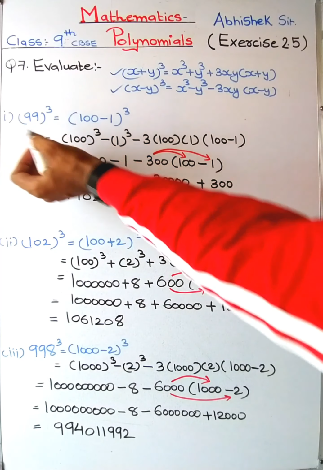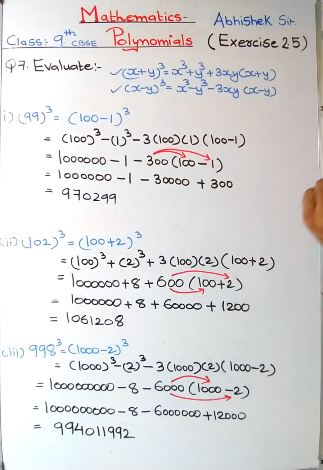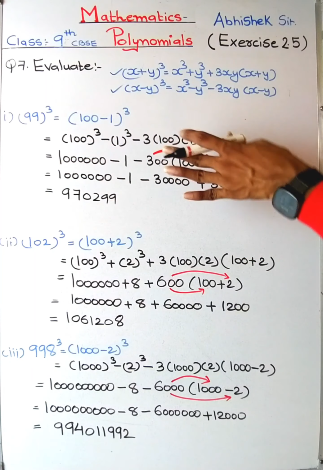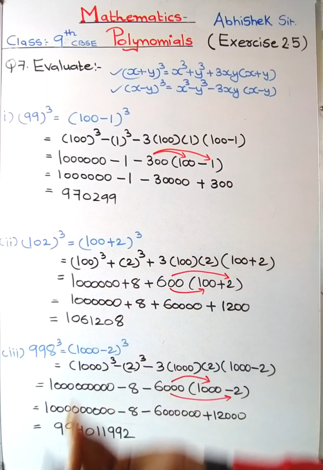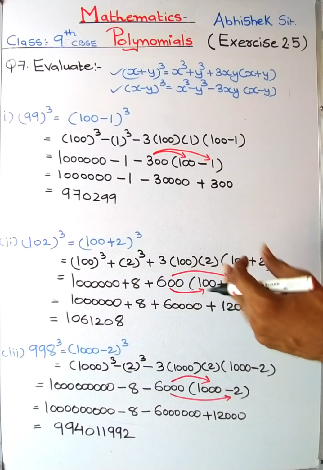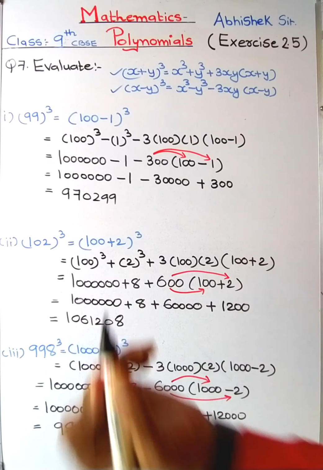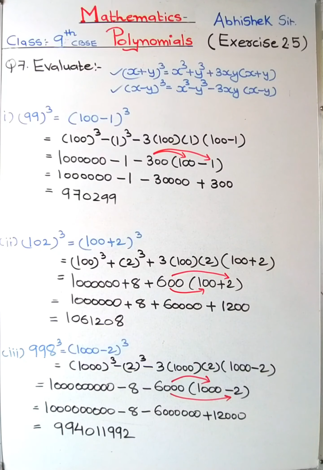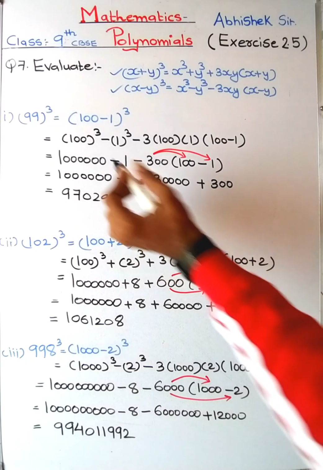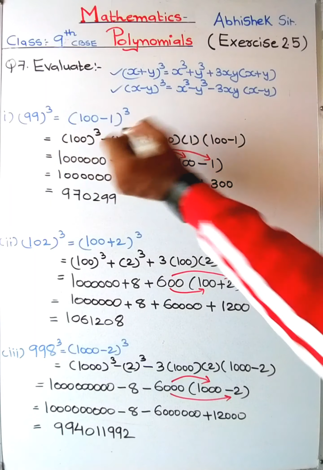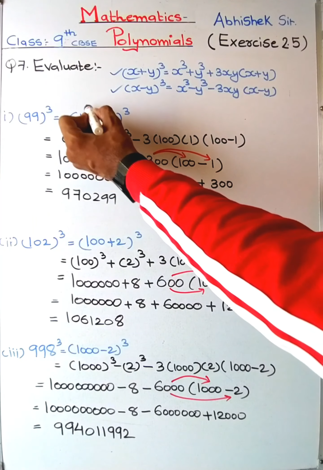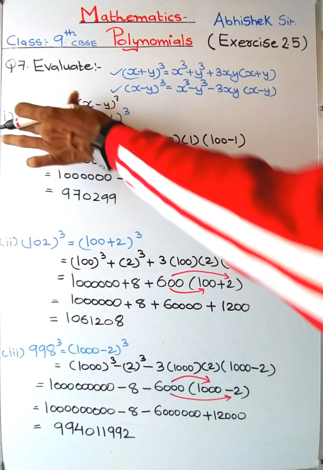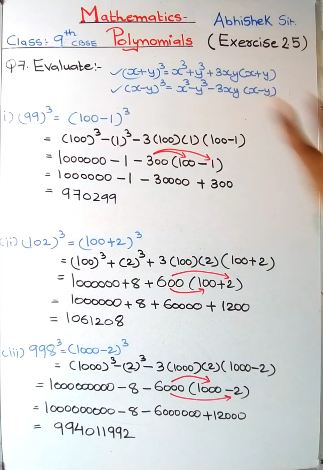So 99 cube I am writing as 100 minus 1 whole cube. Clear? I'll be explaining to you how question number 1 will be solved. Then question 2 and 3 are already solved. I request you to pause the video and then see properly each step by step, and then you solve it in your notebook. Clear? So 99 cube is written as 100 minus 1 whole cube, that is x minus y whole cube. Clear? Let us assume that x is 100 and y is 1.